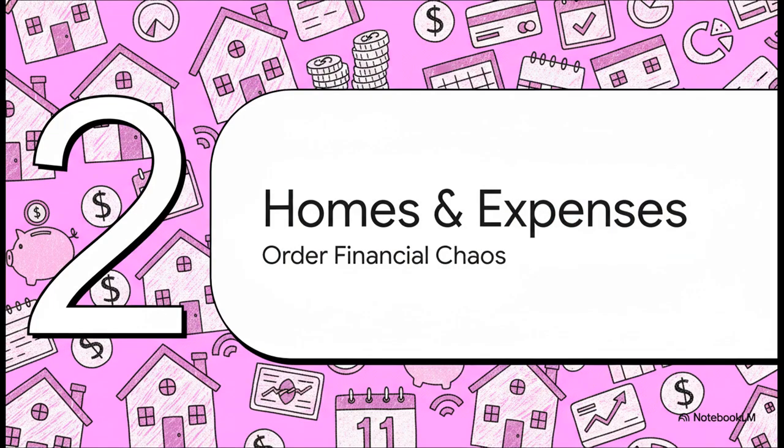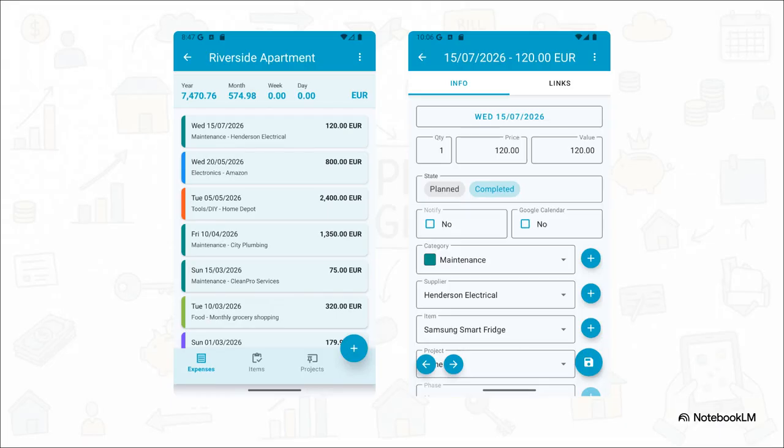Moving right along to Section 2, tracking homes and expenses, bringing order to financial chaos. Tracking the inevitable costs of home ownership is where this tool really starts to flex its muscles. You can start off with a super broad overview of your expenses, like spotting your monthly maintenance, a big €2,400 Home Depot run, or even just grocery shopping, all tracking towards your yearly total.